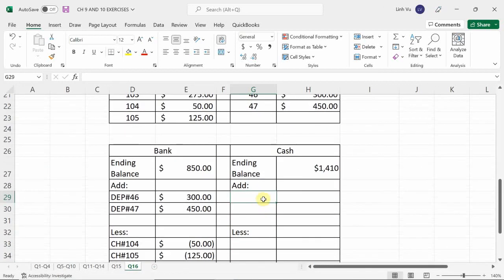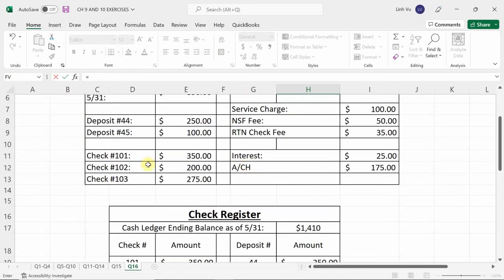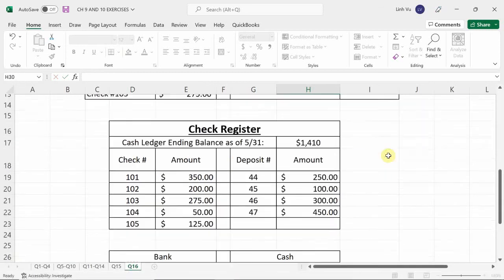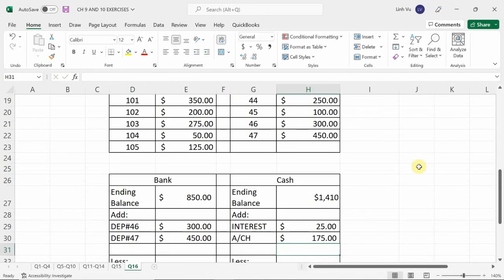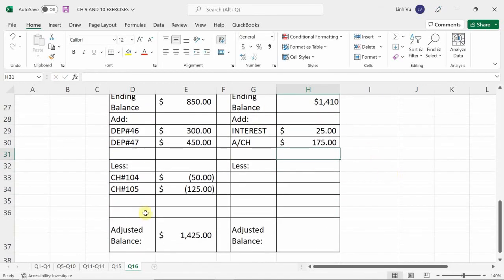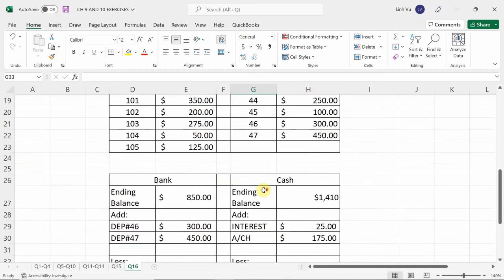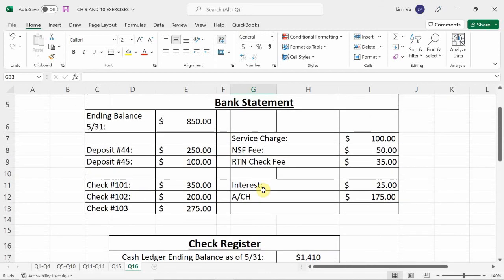So I'm going to copy those down here. So we're going to add interest and ACH. Right? So let me see. Interest was $25 and my ACH was $175. Okay? And then what do I subtract? What does the bank know that I don't know? Service fees. So let's take a look. How many fees did we get charged? $100 for service fees. Okay, what else?